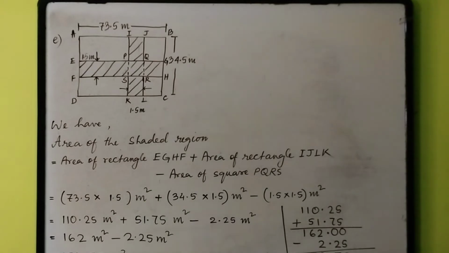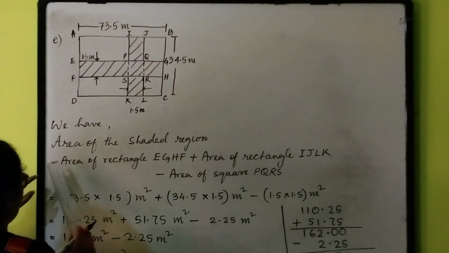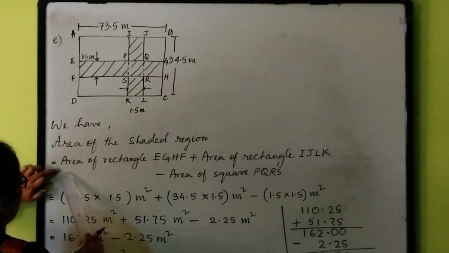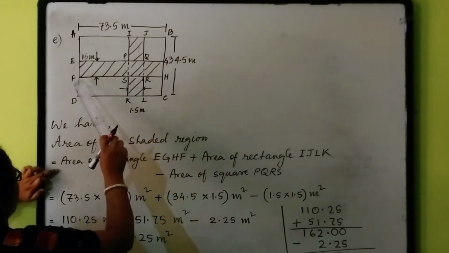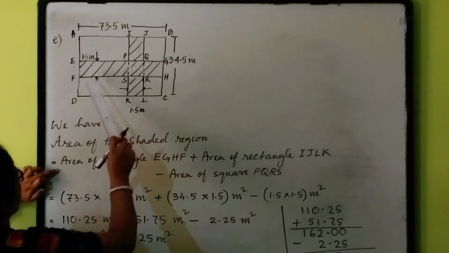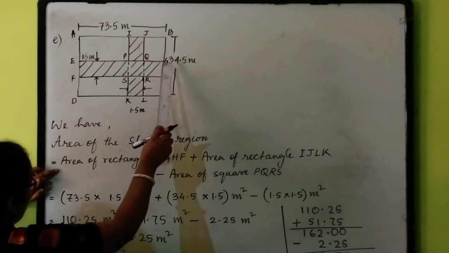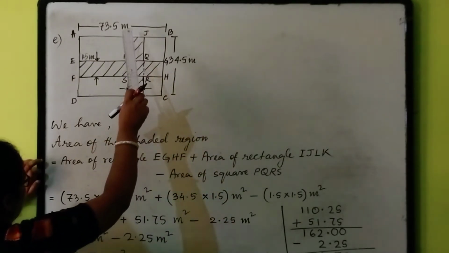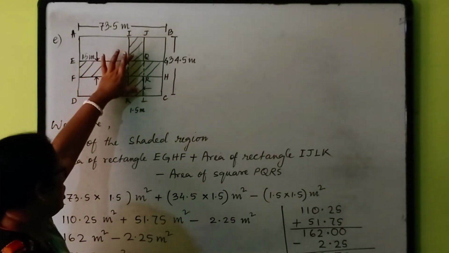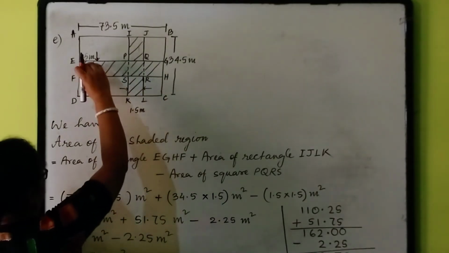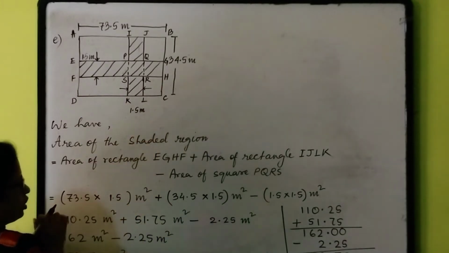Okay. Now the area of the shaded portion. This is the shaded portion. You can see it. Now the area of the shaded portion is equal to the area of rectangle EFHG, actually in this way we do, plus the area of rectangle IJLK. Now here you see one portion gets repeated. This portion comes again under this portion.